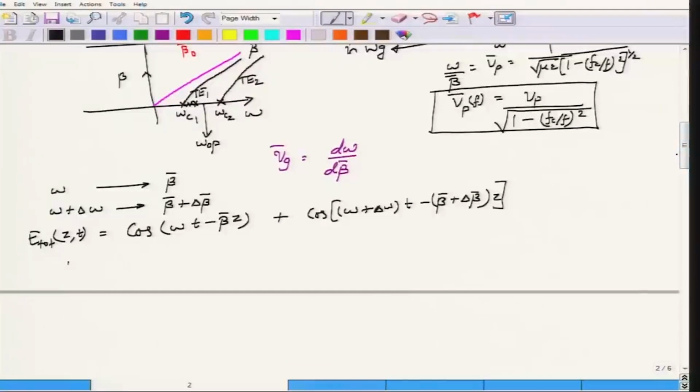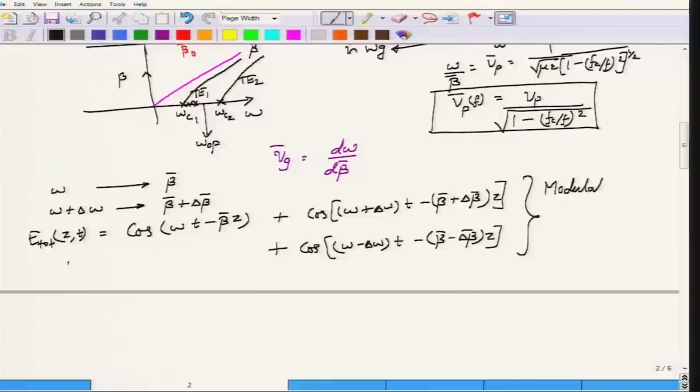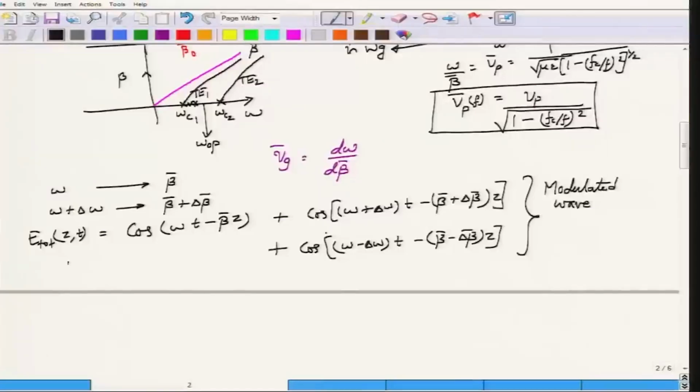You would actually recognize, if I were to put one more term here, with beta bar minus delta beta bar into z, if I have this electric field, then you would clearly recognize that this is the result of modulating a carrier and producing these two side bands. This would be the upper side band and this would be the lower side band, and then this total electric field would be called the modulated wave, and this is true. You can actually call this the modulated wave, and these modulated waves are the ones which actually allow you to convey information, because these side bands would then carry the information.